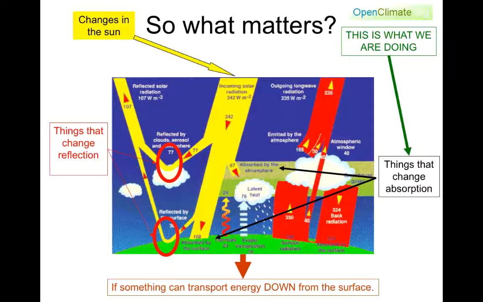If we were to start to think about the problem of how do we perhaps intervene and change the climate, then we get back to this idea of we change something that changes reflection or something that changes the absorption. That's generally the way we think about climate interventions, which have been called in the past geoengineering.